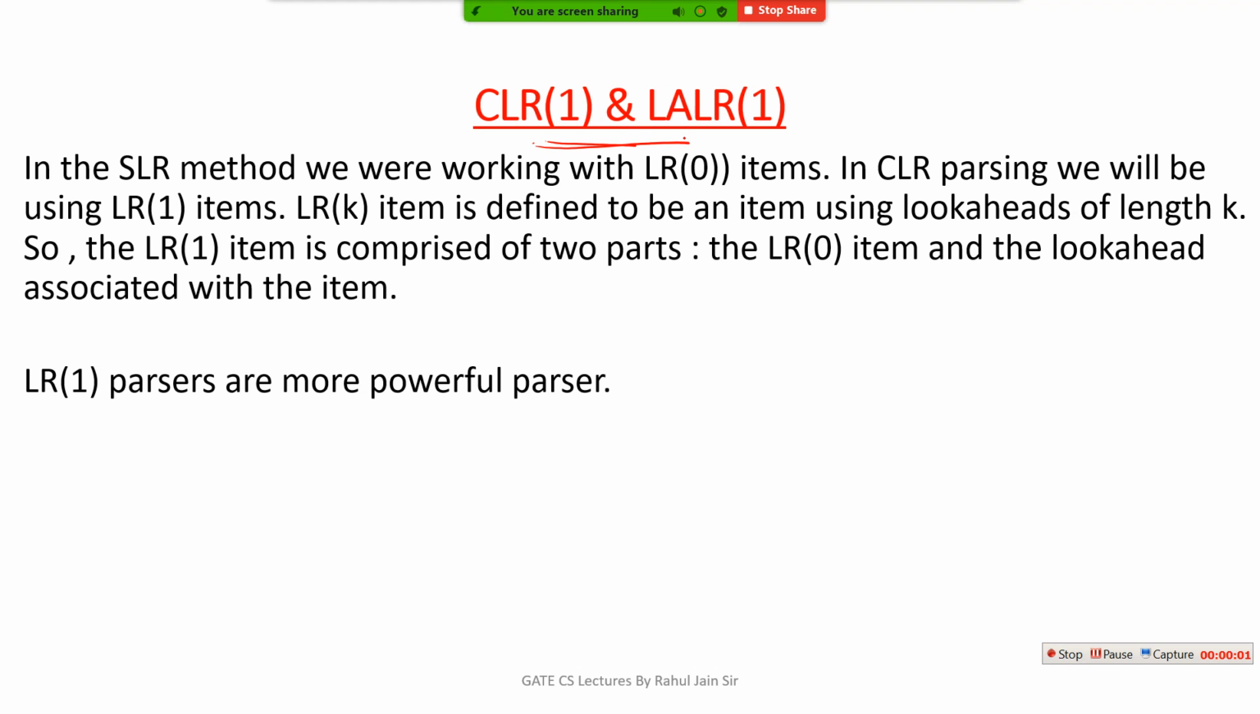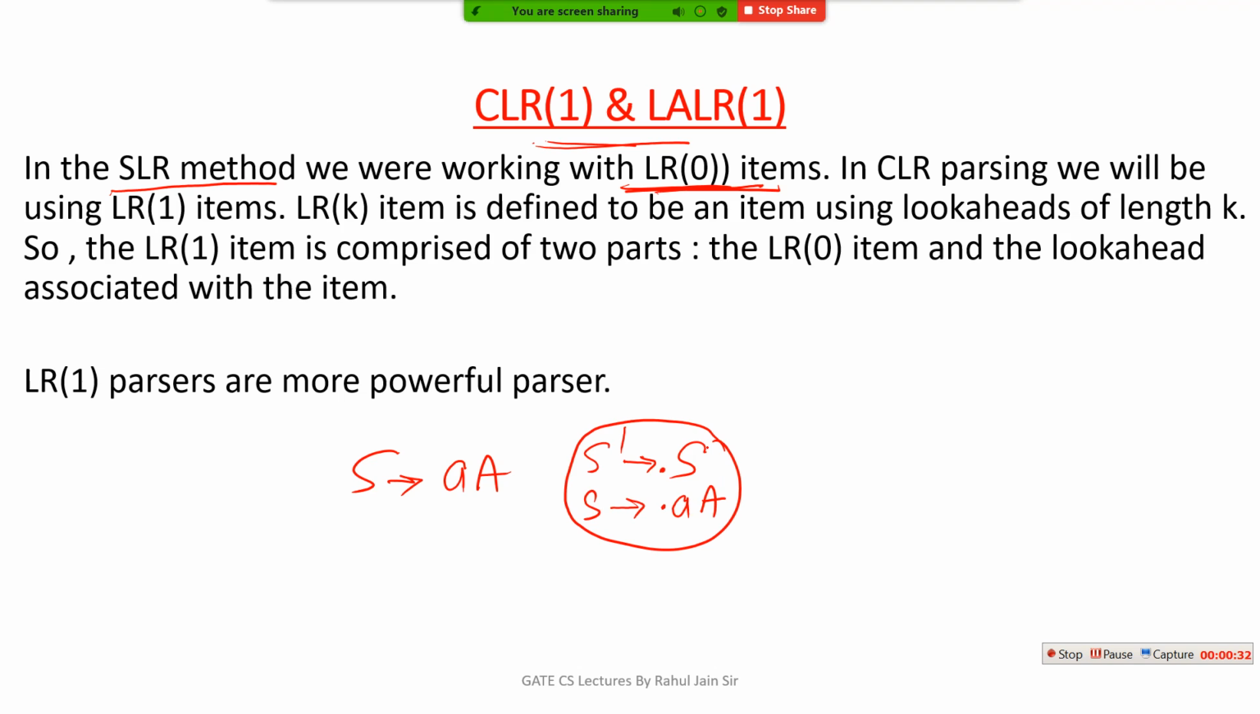CLR1 and LALR1 parsing. In the SLR1 method we are working with LR0 items. What are LR0 items? Suppose our grammar has S derives AA. Then our LR0 items would be: first you add the augmented grammar and add a dot, and the next one is S derives A.A. So it is the set of our LR0 items, right?